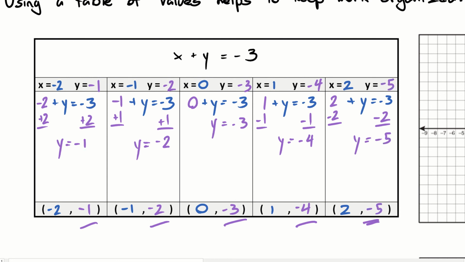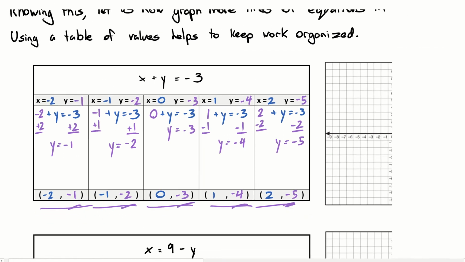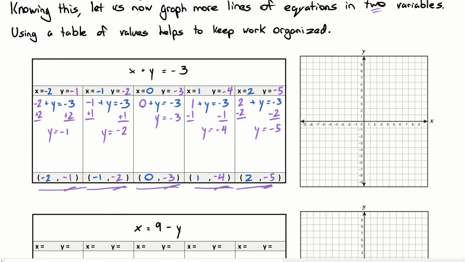Now, of course, we could be doing these calculations literally for the rest of our lives, but I think those 5 points right there are enough to see what the line of the equation looks like. So I'm going to go ahead and plot these points. Negative 2, negative 1 is right there. And if we're doing this right, these should form a nice, beautifully organized line.